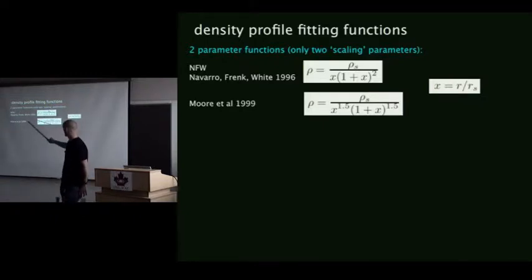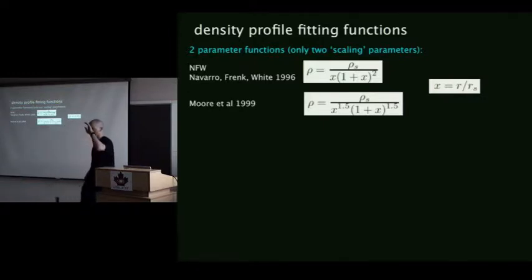Then later, Ben Moore and others simulated just one halo with very high resolution and found its density profile to be significantly steeper in the inner part. So they just modified it slightly to be minus 1.5 in the inner part of the density instead of minus 1. And they proposed this as a better fit. And so both functions are sort of universal. They just have a scale radius and a scale density as two free parameters.